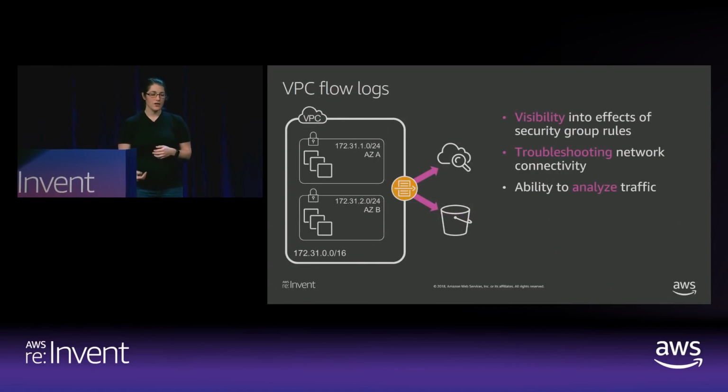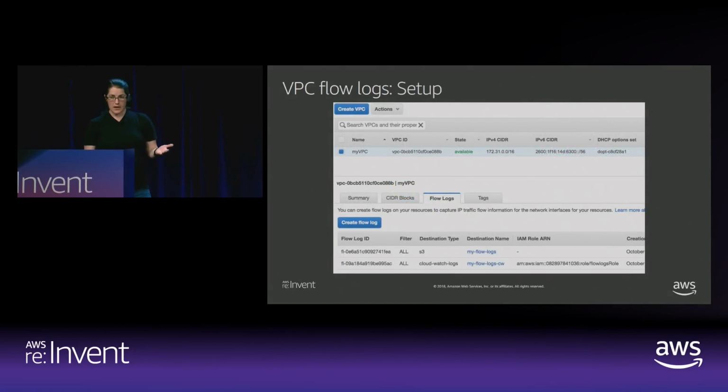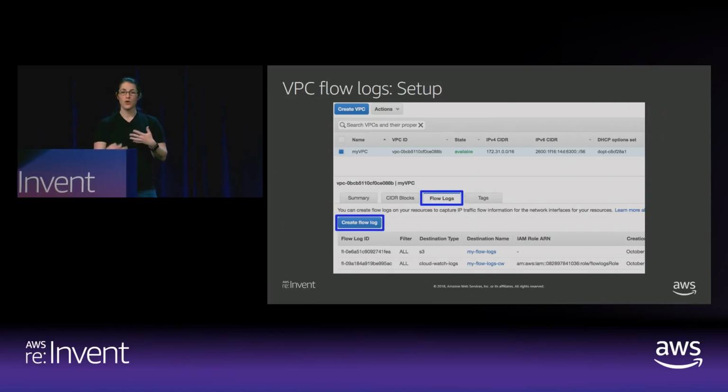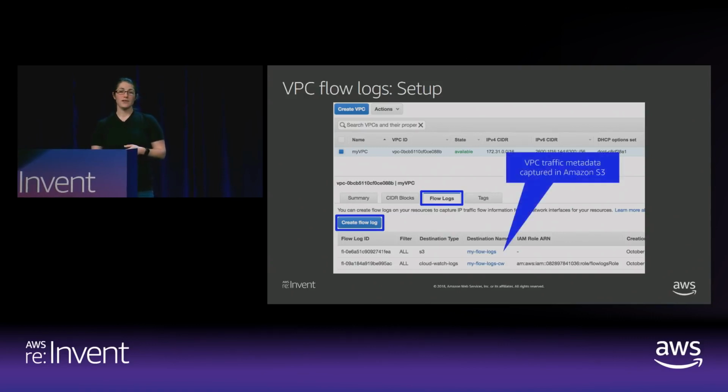Flow logs are super useful, and you don't have to manage any infrastructure to get them set up. To set them up, super quick and easy, you just go to the VPC console, to the Flow Logs tab, and you click Create Flow Log. And then we walk you through what you need to get going from there. And you can see in this example, I have it set up to send traffic both to S3 and to CloudWatch logs, so different locations depending on how you want to consume that data.